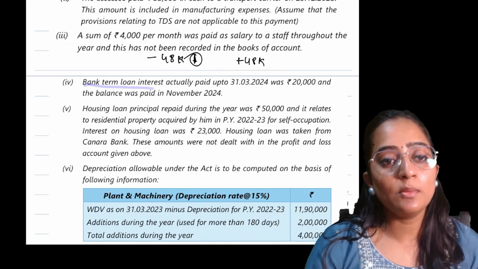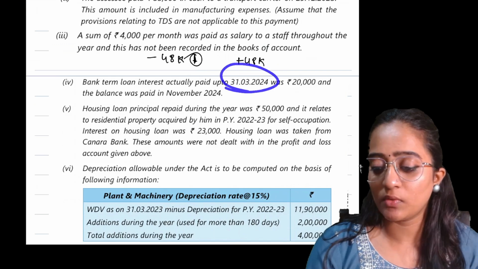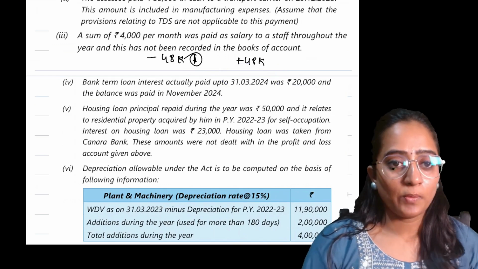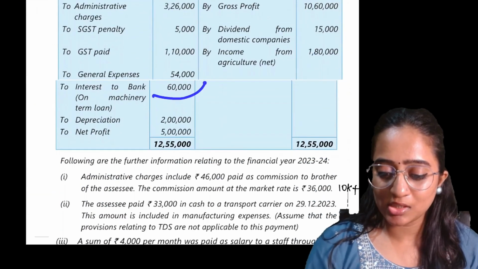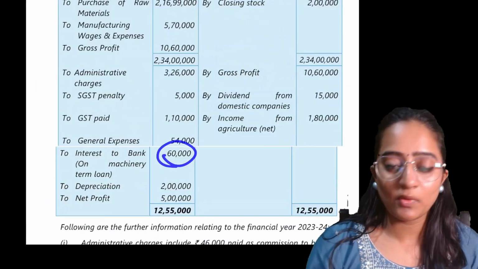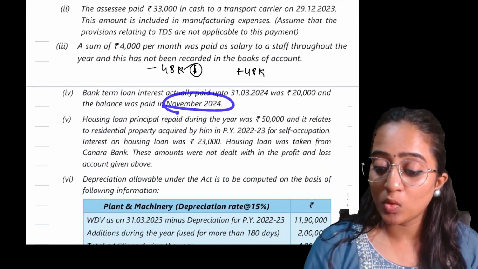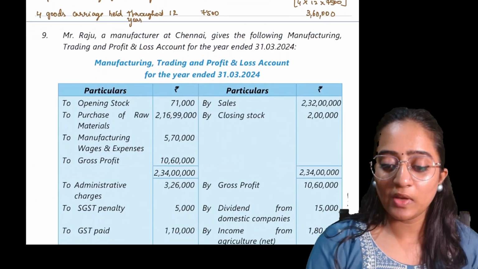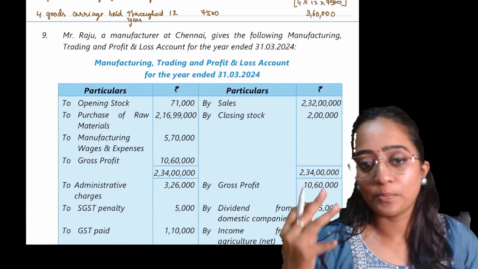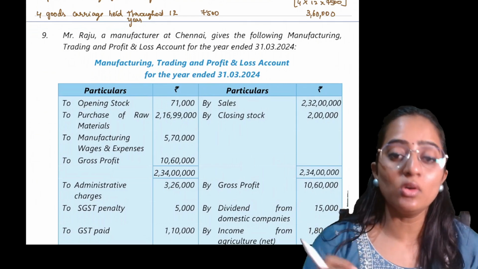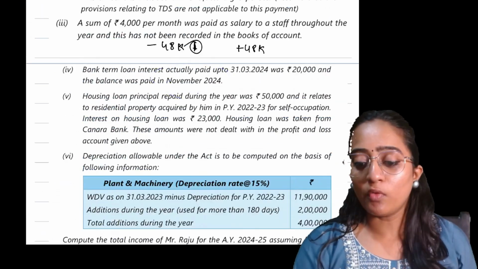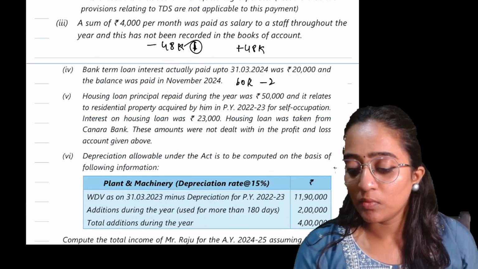Now, bank term loan interest actually paid up to 31st March 2024 was 20,000 and the balance was paid in November 2024. Tell me how much is the bank interest given in the question? 60,000 on the machinery. It is paid, 20,000 out of the 60,000. The remaining 40,000 is paid in November 2024. See here, people, this fellow is Mr. Raju, and the due date for an individual is 31st July 2024 for this previous year. This fellow paid in the month of November, so it is not going to be allowed. 40,000, that is 60,000 minus 20,000, is not allowed.